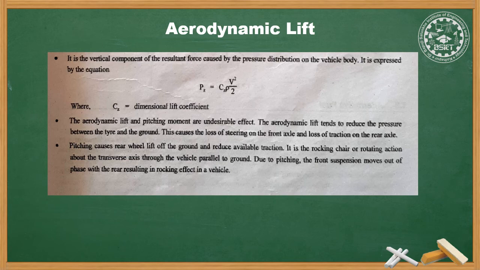The aerodynamic lift tends to reduce the pressure between the tire and the ground. This causes loss of steering on the front axle and loss of traction on the rear axle. That is, the aerodynamic lift causes the vehicle to lift up in the upward direction, removing the traction between the road and the wheel surface. Pitching causes the rear wheel to lift off the ground and reduces available traction. It is the rocking chair or rotating action about the transverse axis through the vehicle, parallel to the ground. Due to pitching, the front suspension moves out of phase with the rear, resulting in a rocking effect in the vehicle.